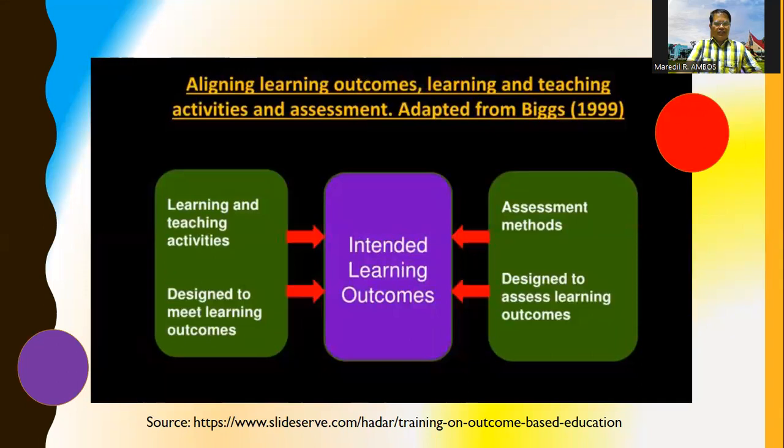We have the intended learning outcomes, and the assessment methods of the teachers, and how we are going to design them to assess the learning outcomes. And we have the learning and teaching activities, which are designed to meet the learning outcomes also. So we need to have the alignment of the learning outcomes, the teaching and learning activities, and the assessment. This is adapted from Biggs in 1999.